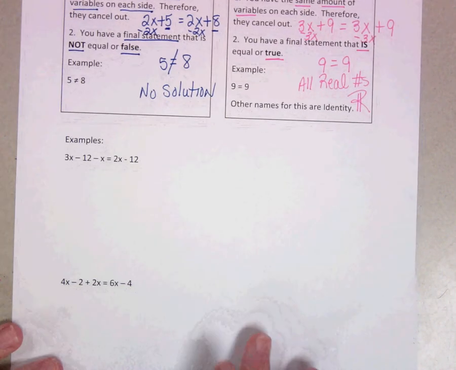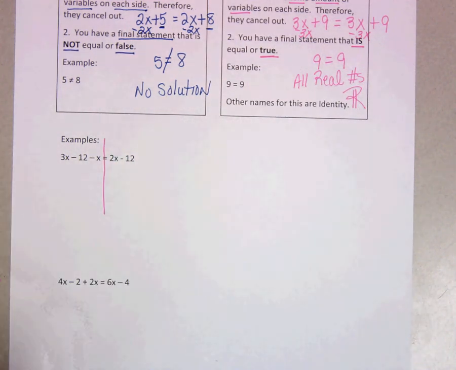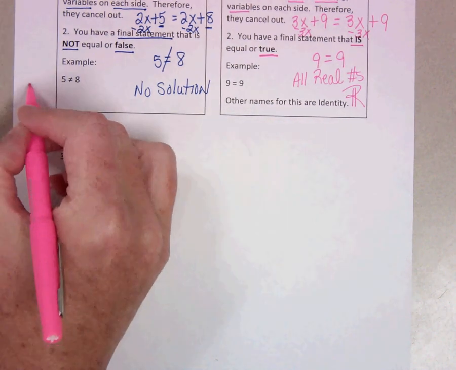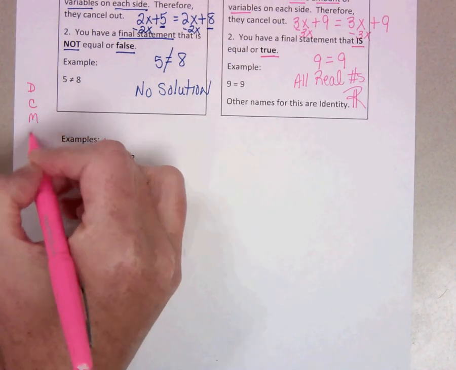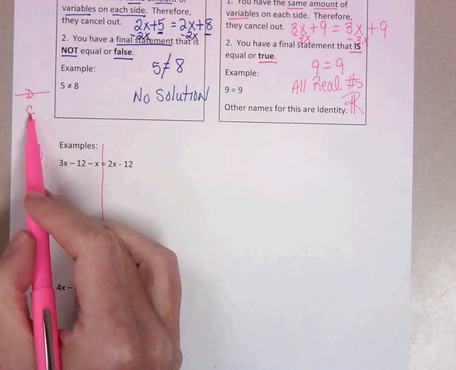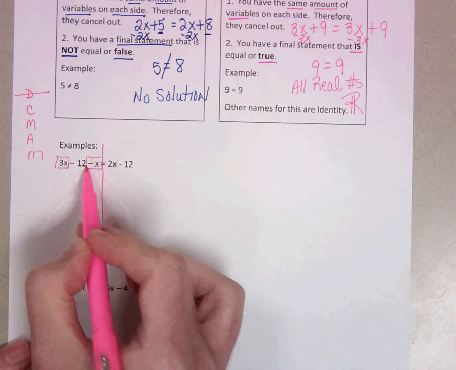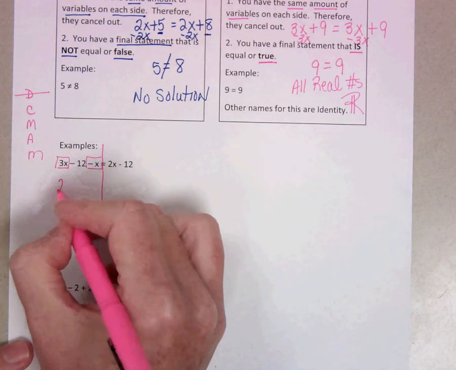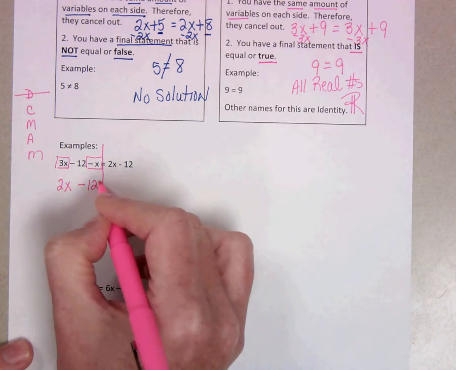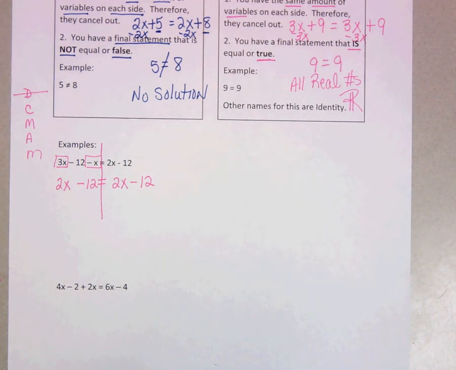Okay, so let's look at the examples that I have here below. We've got to work through our solving. Remember, we have that "don't call me after midnight." We're not doing the distributing, so technically it says "call me after midnight." Remember, the C stands for combine like terms. Over here on the left, I have some like terms. So this would be 2x minus 12 equals 2x minus 12. I hope you notice that it's exactly the same on both sides now.